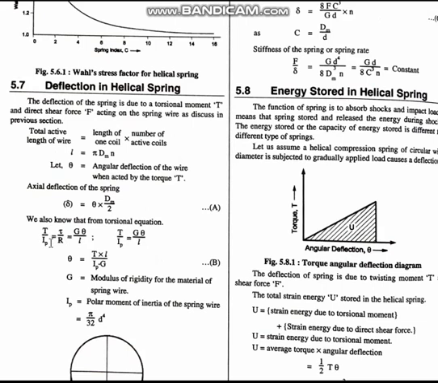The torsion equation is T upon J is equal to tau upon r is equal to G theta by L. Now the first term and last term only, let us consider: T upon J is equal to G theta by L. Now from this you can say theta is equal to T into L, taking L that side, divided by Jp into G. G is the modulus of rigidity. And Ip is equal to pi by 32 d to the power 4. This Ip means J. The units of J and I are always mm to the power 4.